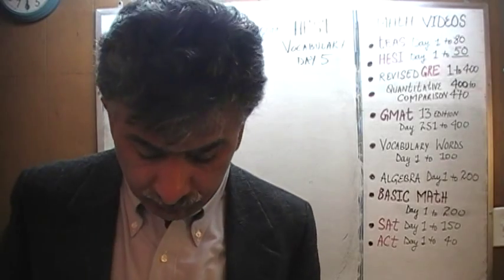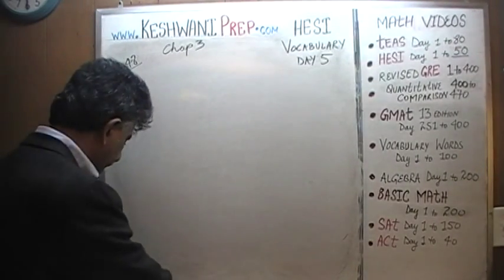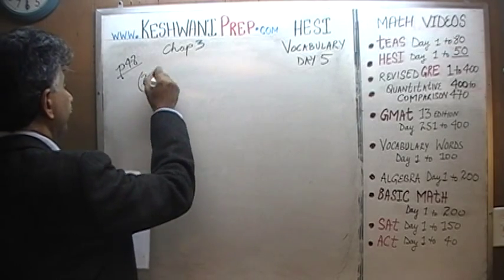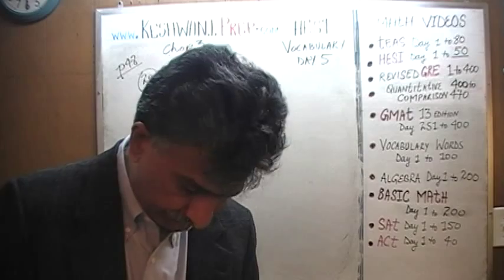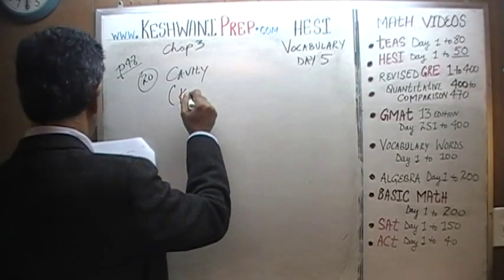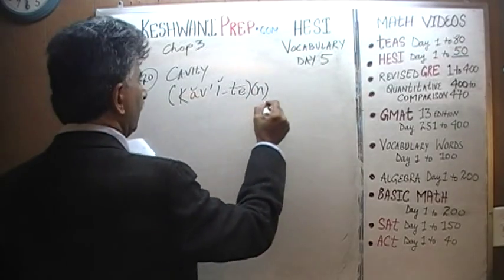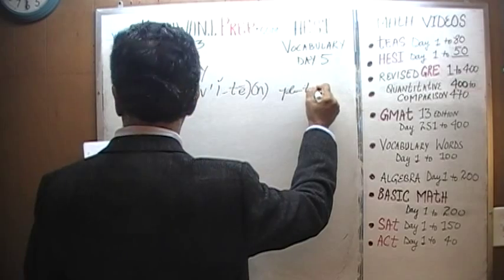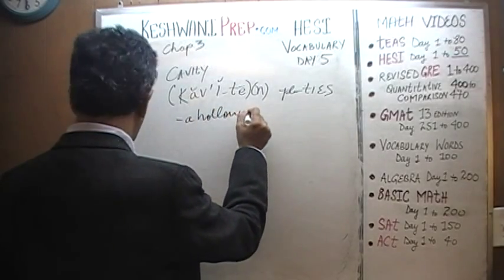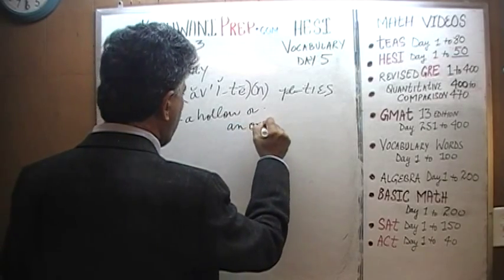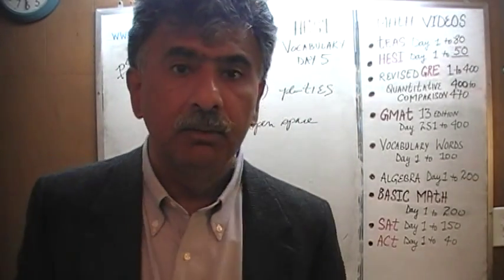We are in the process of learning the words in Chapter 3 of the vocabulary in this book. We are right now at word number 20. The word is cavity. It's a noun, and the plural would simply be cavities, which simply means a hollow or an open space. Simple word, straightforward word, but we have to do it because it's there.